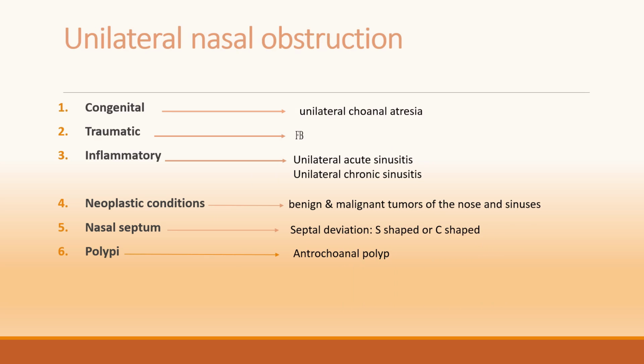Unilateral nasal obstruction. Here we will think congenital, like unilateral choanal atresia; traumatic, like foreign body; inflammatory, unilateral acute sinusitis or unilateral chronic sinusitis; neoplastic, benign and malignant tumors. And then we think about others like the nasal septum, septal deviation, or the nasal polypi such as antrochoanal polyp. Remember the previous lesson.